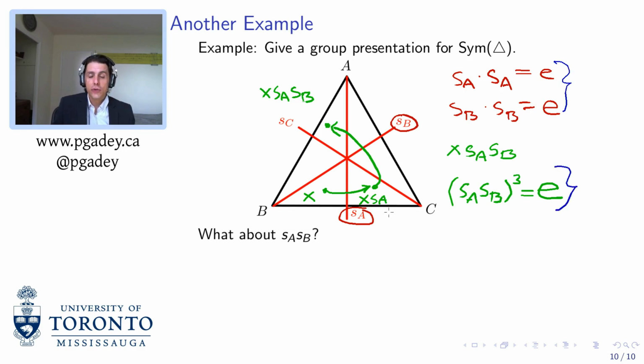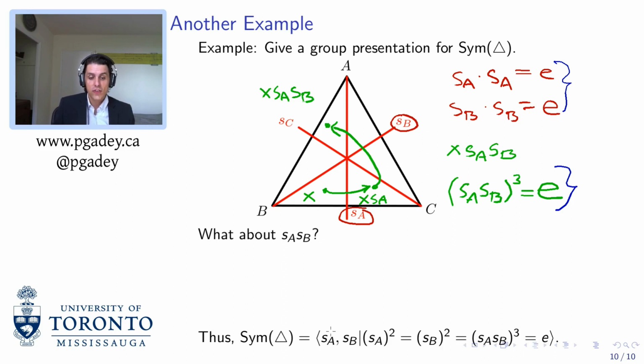And we can write down a group presentation using these generators. So we get that the symmetries of the triangle can be represented in the generators SA and SB, subject to the relation that SA squared is SB squared is SA SB cubed, and that all has to equal the identity. So what this has done is it's given us an algebraic way of describing the symmetries of the triangle in terms of generators that are geometrically meaningful. We can describe all the symmetries of the triangle just using these reflection symmetries.